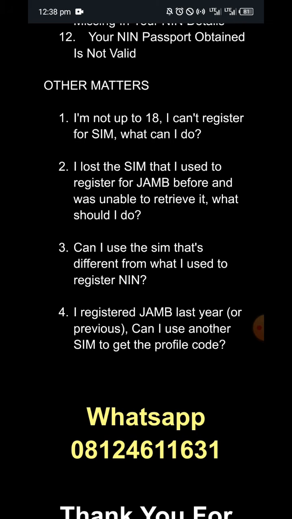So another thing is probably if you lost the SIM that you used to register for JAMB before. This is for those that have registered for JAMB and you lost the SIM and you're unable to retrieve it. What should you do? So number one thing you should note is that you should firstly try and go back to the SIM card registration office, I mean the network providers, and ask how you can retrieve the SIM. This is very, very important. Try to retrieve the SIM.